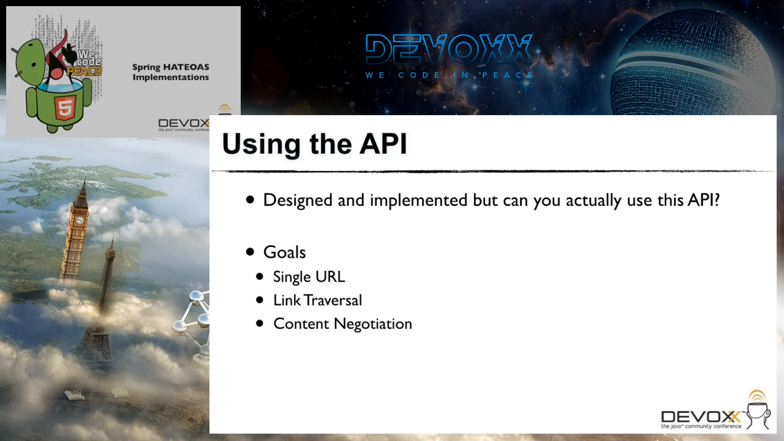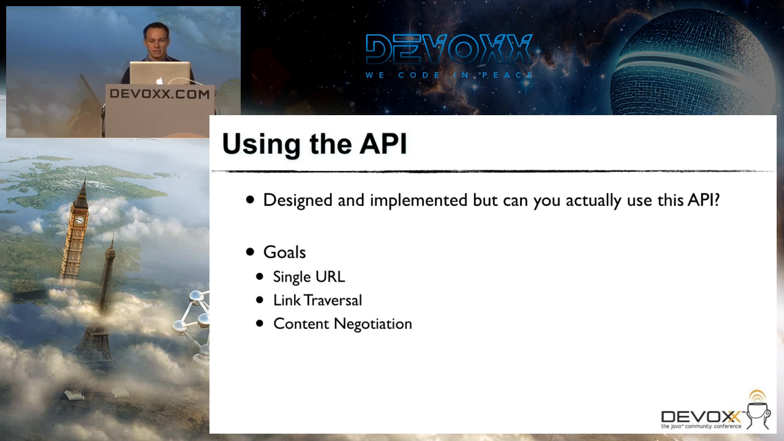So I'm rushing a little bit here at the end. So we've got an implementation. But now that we've designed and implemented, can you actually use this API?